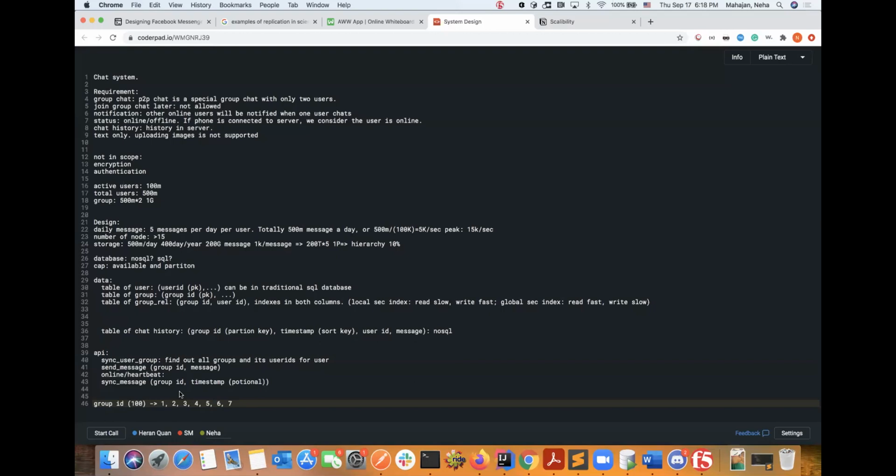I think it makes sense, because here we are getting multiple messages, and all of them belong to the same column. So basically you are trying to read that particular column, which is messages. That's why they have stored it in column oriented storage.